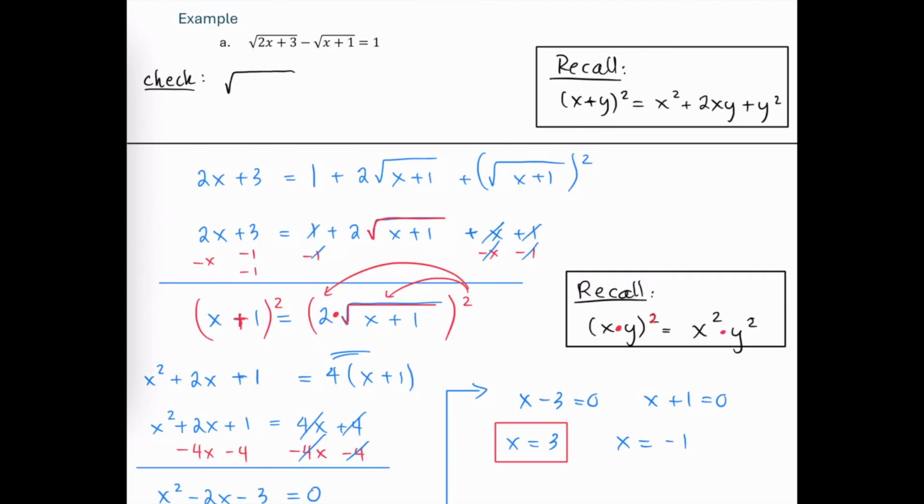So I'll recopy the problem, leaving holes for the variables. We're going to plug our solutions into those holes. First we'll check 3. 3 goes into both variable spots. 2 times 3 is 6, plus 3 is 9, so we have the square root of 9 minus the square root of 3 plus 1, which is 4. So this is 3 minus 2, which is equal to 1, so our first solution does work. But we have to check both, so now let's check -1. Let's plug -1 into both of those x spots. -2 plus 3 is 1, minus the square root of -1 plus 1, which is 0, so this is also 1, and both of our solutions work.